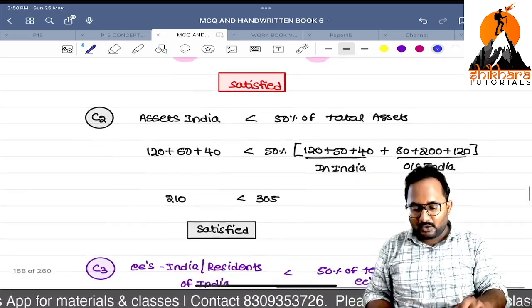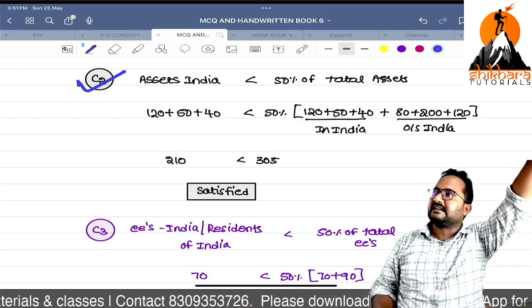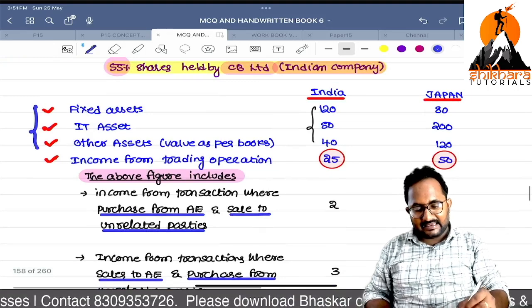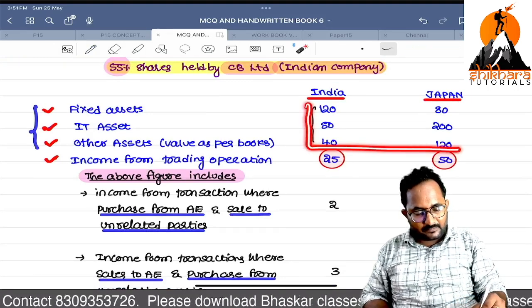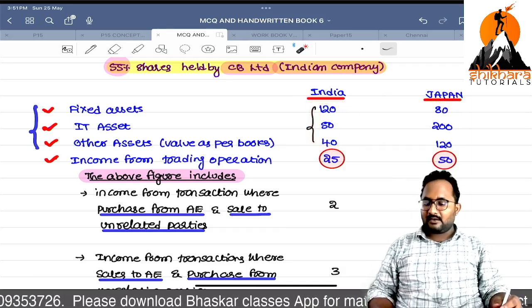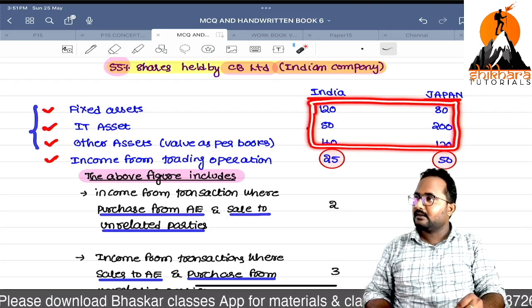Now condition 2 we have to check. Assets in India is less than 50% of what? Total assets. So now total assets, I think this isn't total assets. But assets in India means what? These 3 only. Please calculate. Assets, total assets, please calculate.